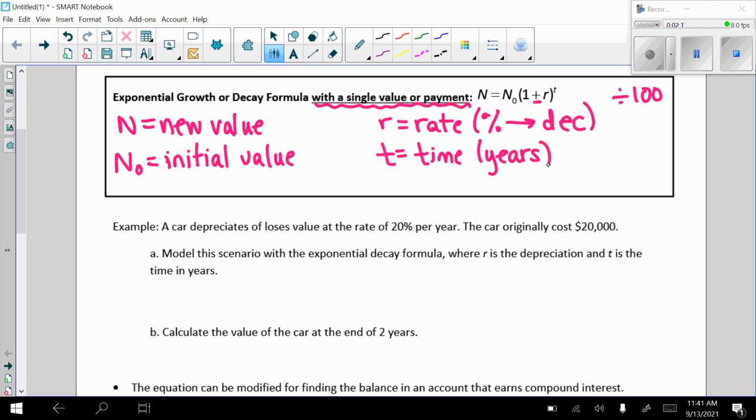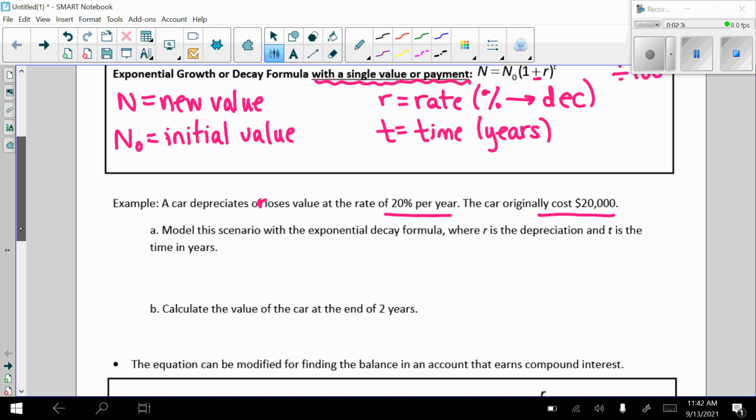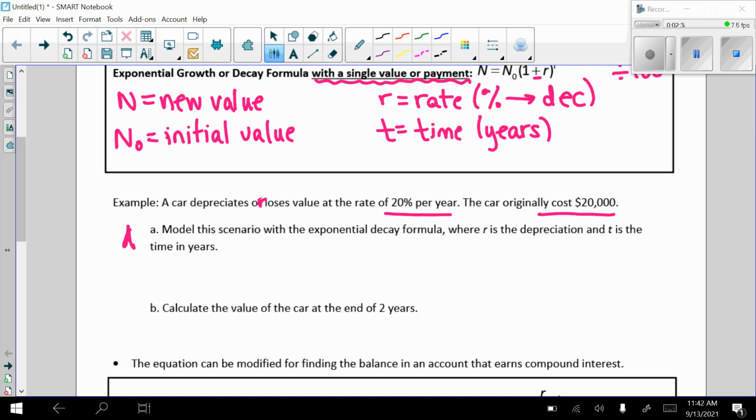So the example that I have for you talks about the value of a car, and it says a car depreciates, or loses value, at a rate of 20% per year. That's important. The original value was $20,000. So what I want you to do is model this scenario with the exponential decay formula.